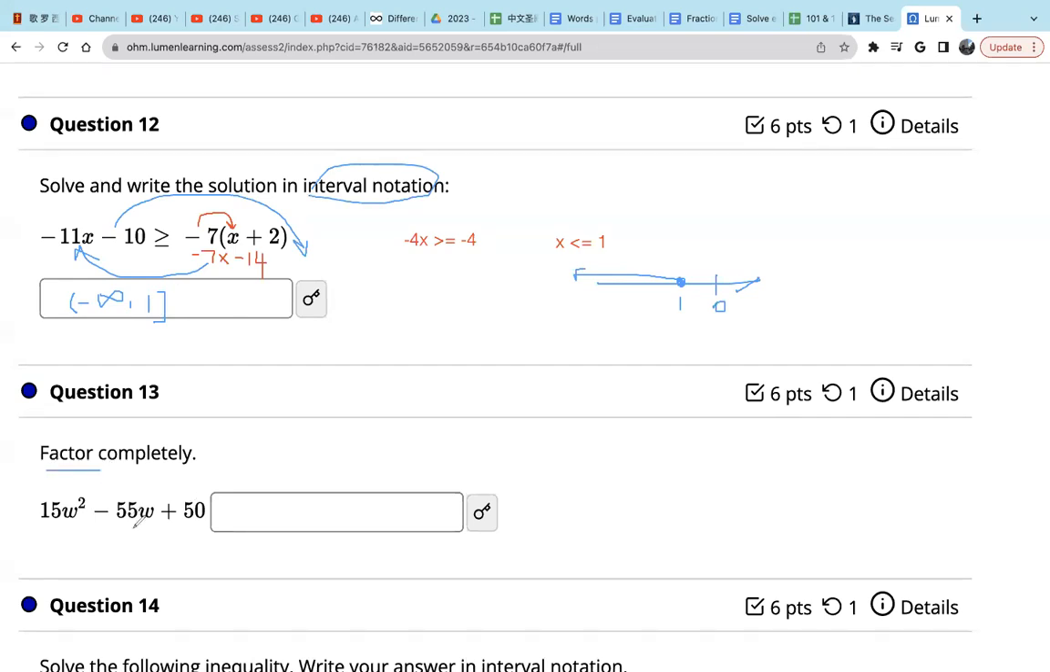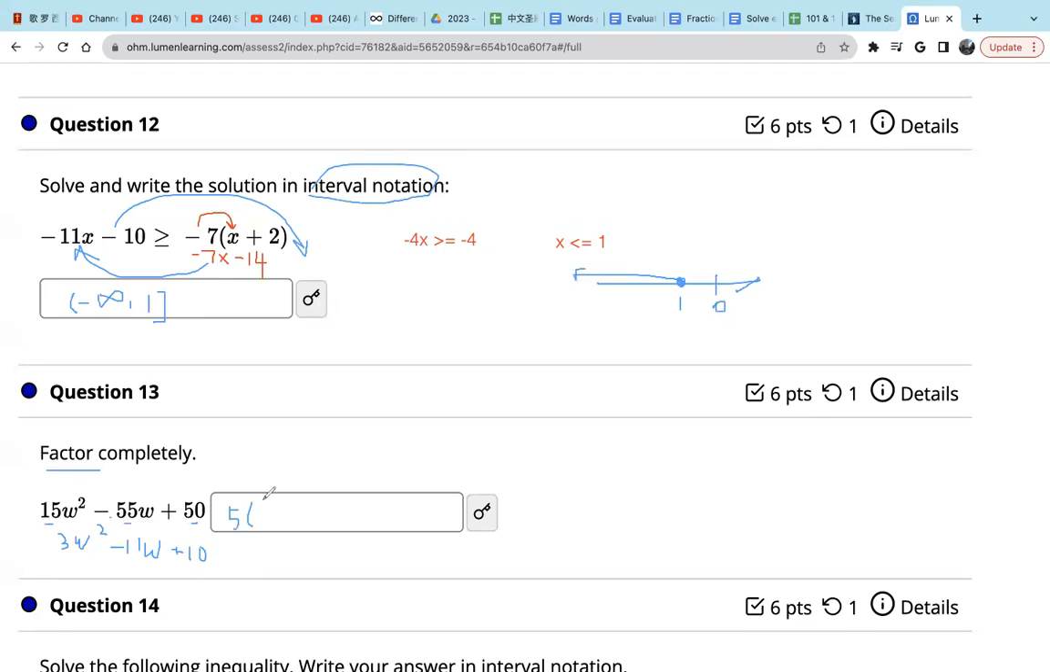Factor completely. First, we see 5 is a common factor, right? 5 is a factor for every term. So we write a 5 here. Once we factor out 5, we have 3w squared minus 11w plus 10. We're thinking, okay, plus 10.